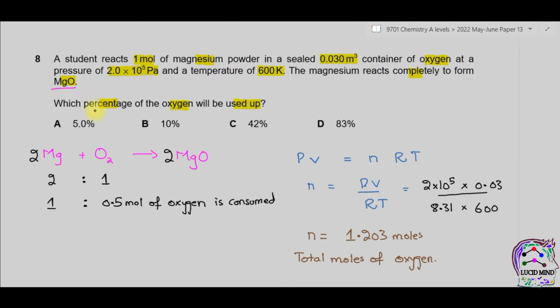Now we have to find out the percentage of oxygen that is used up. So this much is used up. Let's find the percentage. We can use the formula: percentage consumed is equal to number of moles reacted divided by total number of moles, into 100.